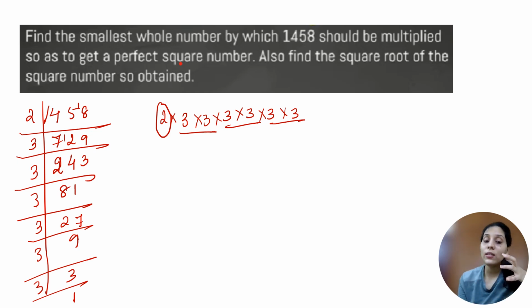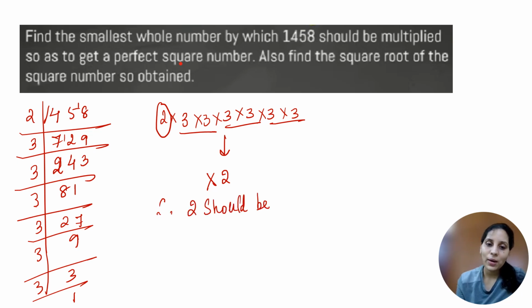Now you need to find the smallest whole number that should be multiplied to get a perfect square. Now 2 doesn't have its pair. So if I multiply this whole number with 2, 2 will have its pair and it will end up becoming a perfect square. So therefore 2 should be multiplied, right? Now what is the next part? Also find the square root of the square number obtained.